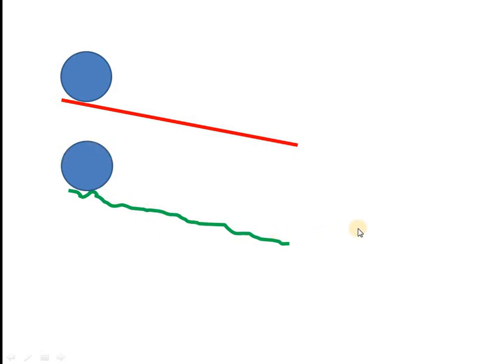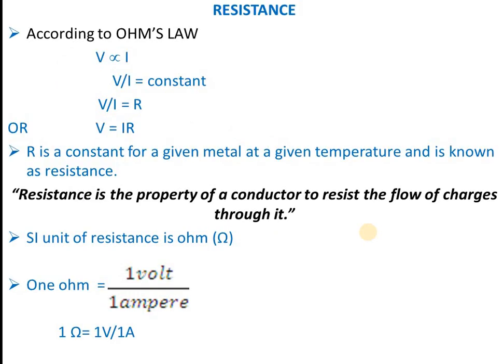Yes, if we apply our common sense, the speed of this ball on the plane surface will be quite faster than in the second case, because the ball will be slower in this case because of the frictional force opposing the motion. So a similar kind of hindrance is offered by different conductors to the flow of charges, and we call it resistance. So just a recap of what we discussed right now.